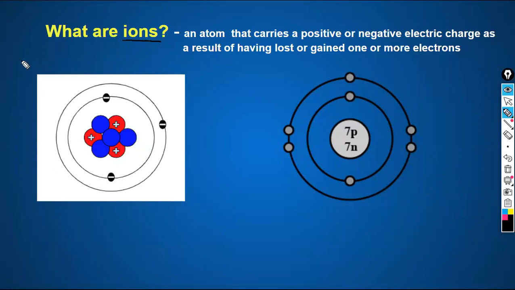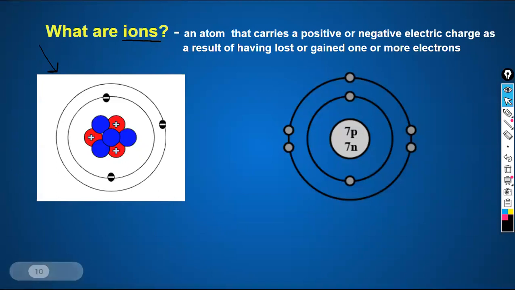For example, let's look at this picture here. Is this particular atom right now neutral? See if you can figure out which one is the protons, which one is the neutrons, and which one is the electrons. It shouldn't be too hard to figure it out.